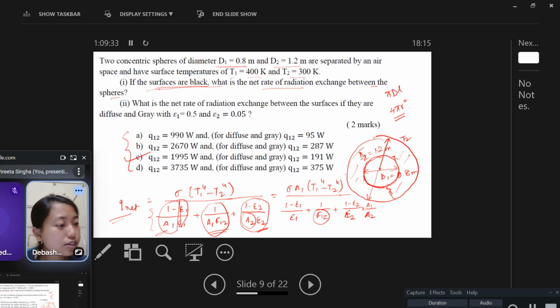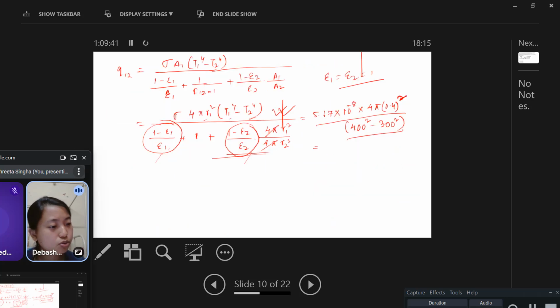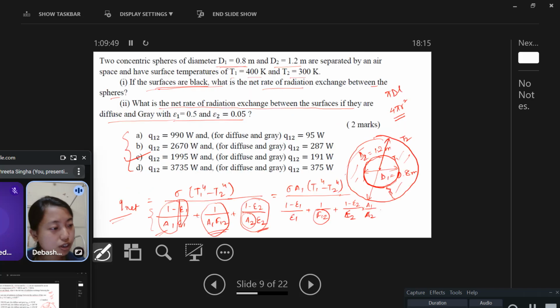Now, what is the net rate of radiation exchange between the surfaces if they are diffuse and gray? So just insert epsilon 1 is 0.5 and epsilon 2 is 0.05 and just calculate. You should get around this Q. So just write this value down, calculate it later.